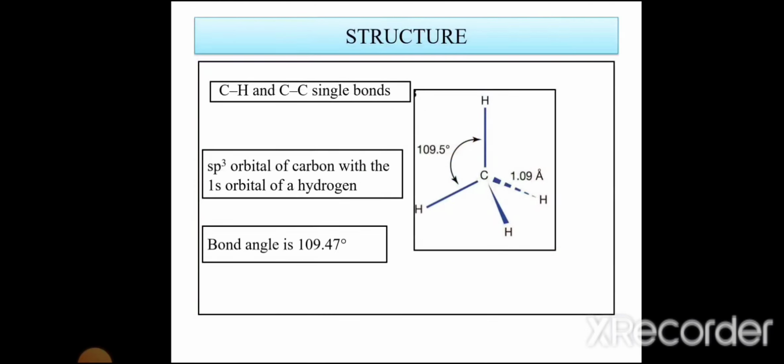The structure of methane: it has only carbon-hydrogen and carbon-carbon single bonds. The former result from the overlap of an sp3 orbital of carbon with the 1s orbital of a hydrogen. The latter by the overlap of two sp3 orbitals on adjacent carbon atoms. The bond length amounts to 1.09 × 10^-10 m for a carbon-hydrogen bond and 1.54 × 10^-10 m for a carbon-carbon bond. The bond angle is 109.47 degrees.